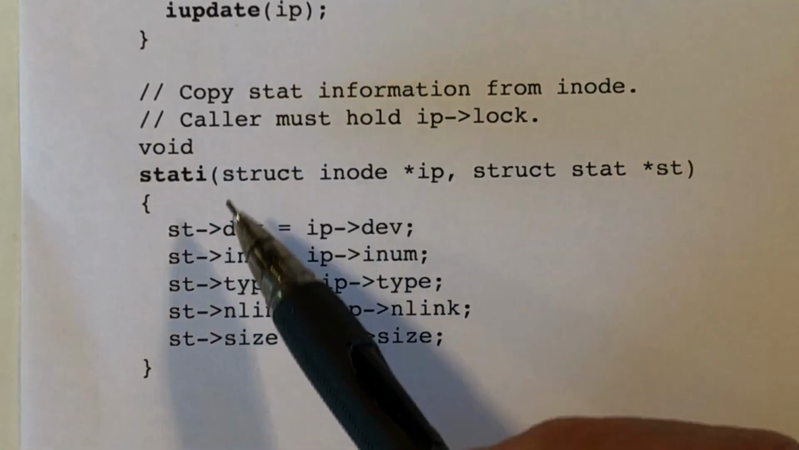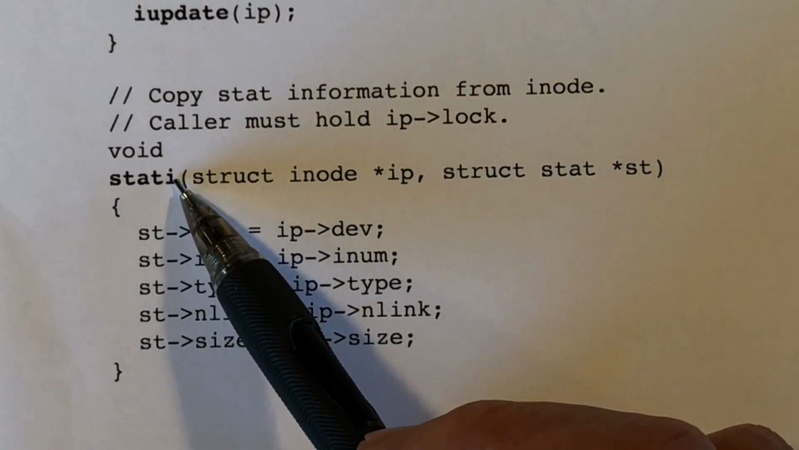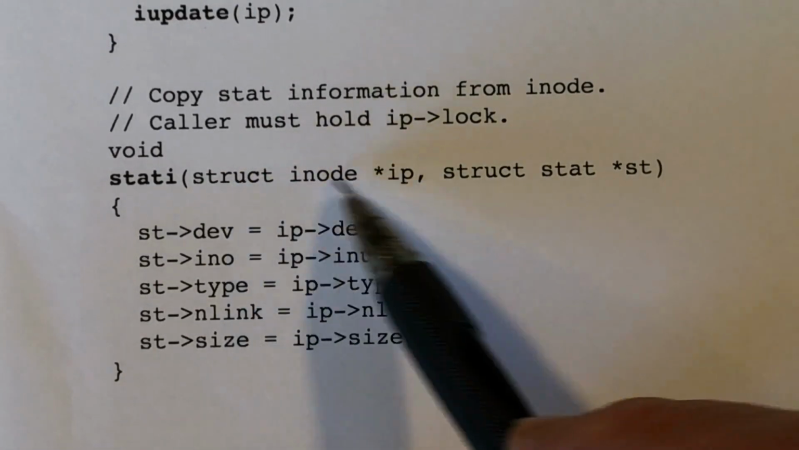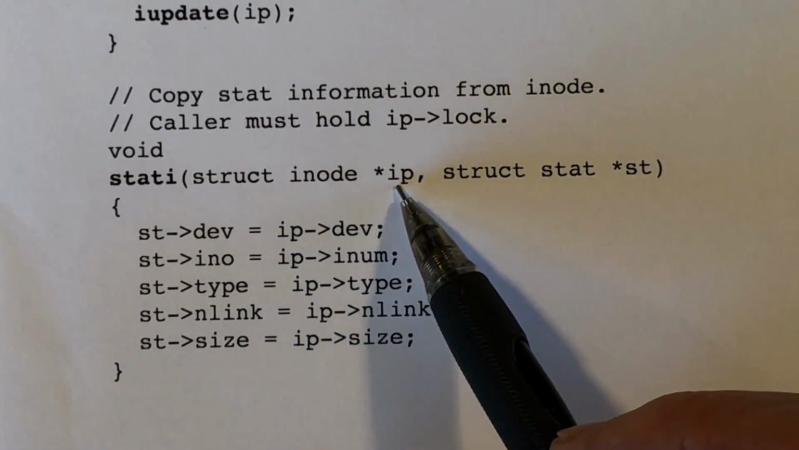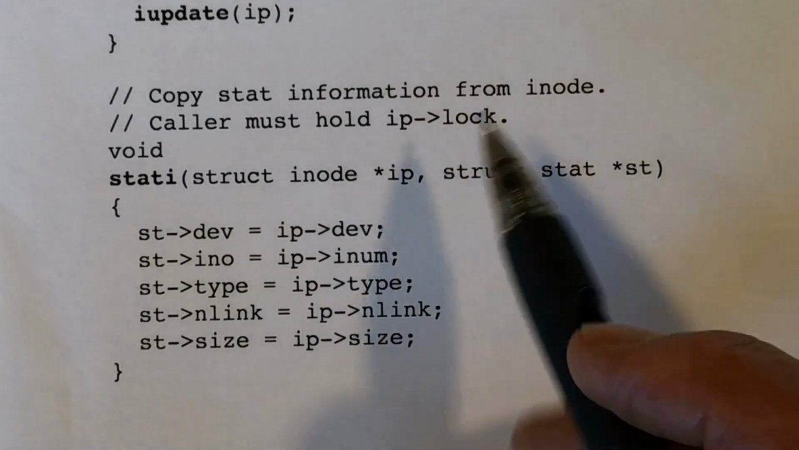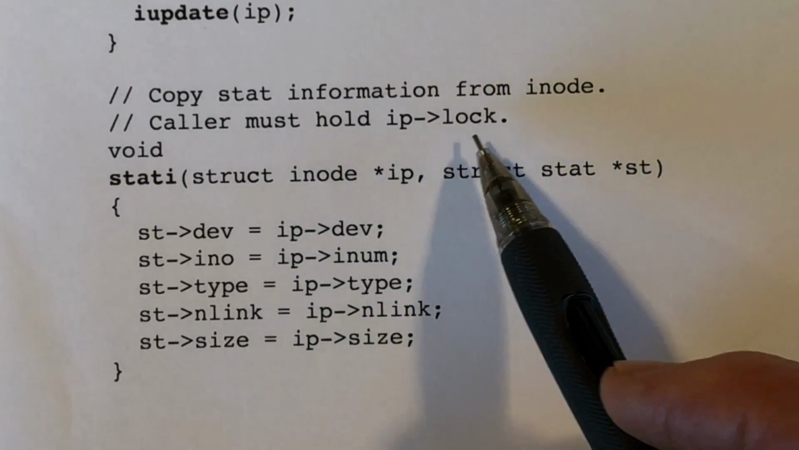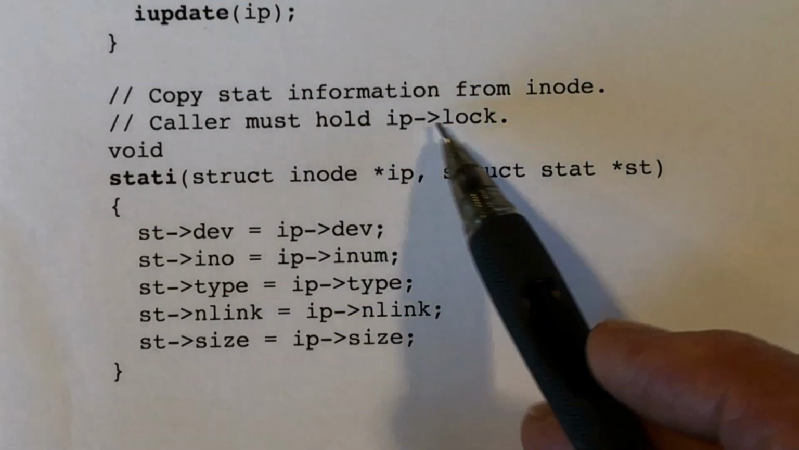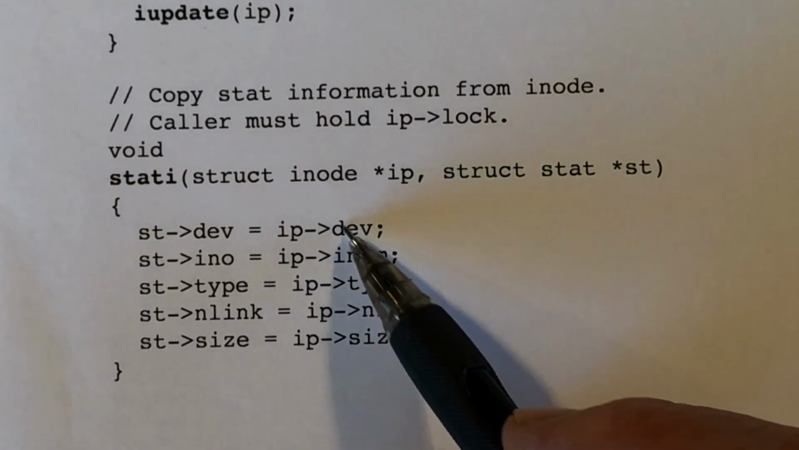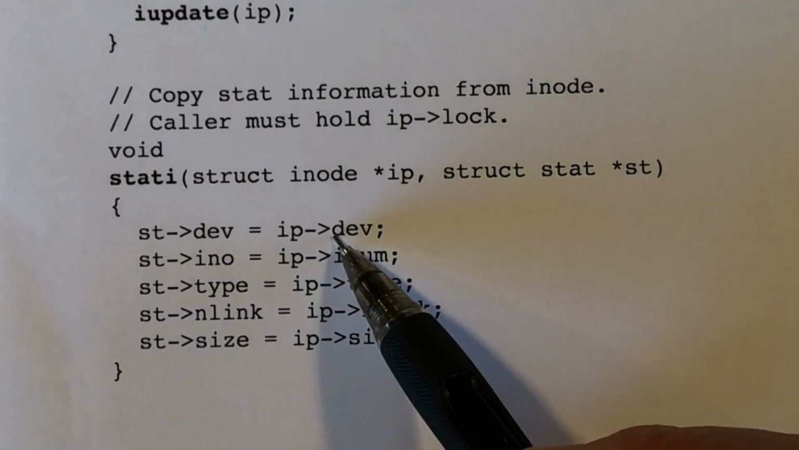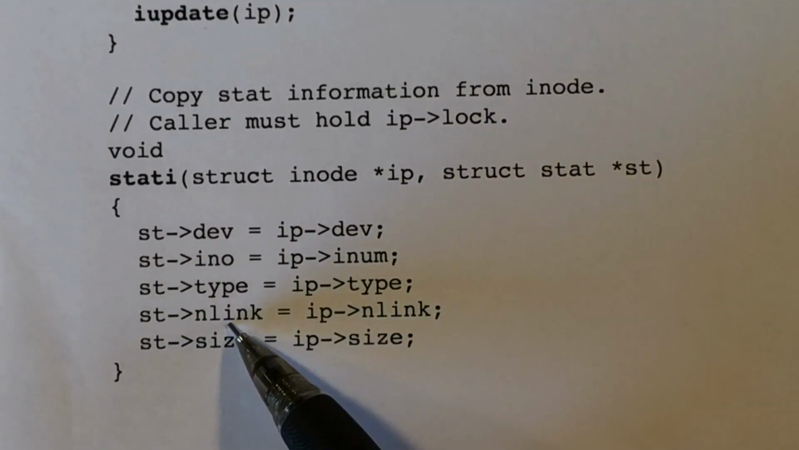Okay, we've also got this function here, stat_i, which is simply going to copy some information from a cached inode to someplace else. So we've got a stat structure, and we assume that we are holding the lock on the cached inode because we are reading the fields in that cached inode, and we're just copying them into this stat structure.